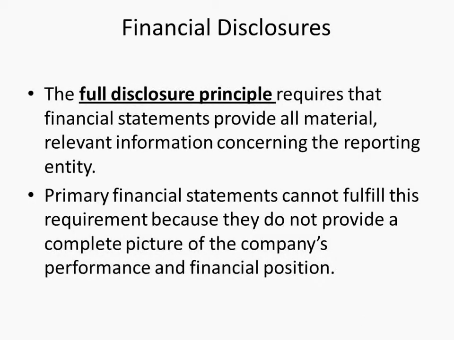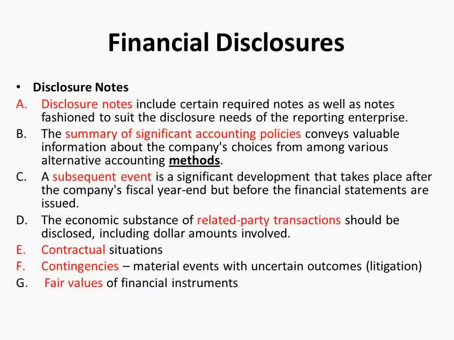So disclosures, supplemental disclosures, provide this information and are always required to be part of your audited financial statements. These are called disclosure notes. I'm going to refer to them a little differently from what the book does, just to give you a general framework. The first note is always the summary of significant accounting policies, which tells you the method that you used for everything.